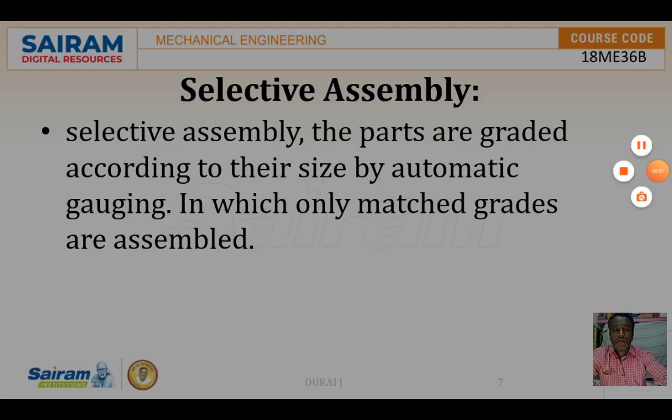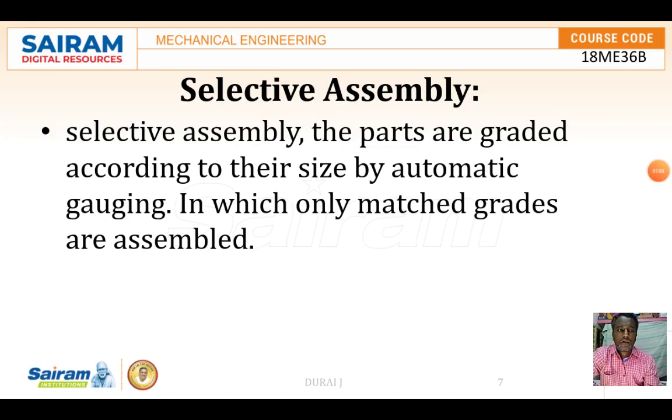Okay, for selective assembly, suppose a 25 shaft is manufactured. It is going to pair with a 25 hole. So that is the selective assembly. Okay, and a 25.2 shaft is manufactured. So what type of hole will it assemble with? It will assemble with the 25.2 hole. So that is called selective assembly.